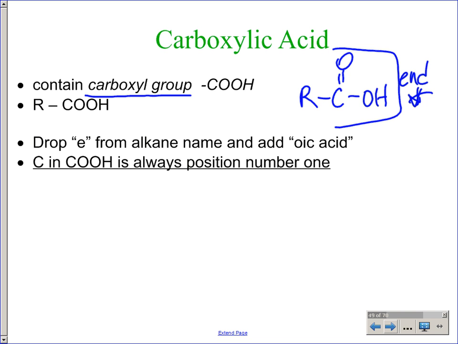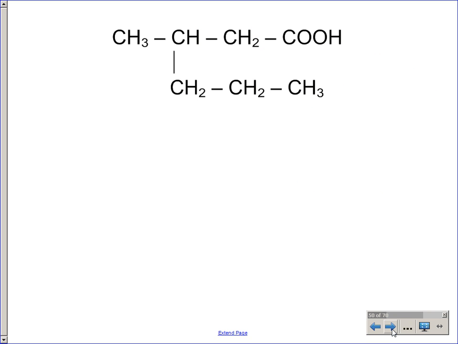Whenever you name it, you add oic acid to the end after you drop the E from an alkane. Now this one has precedence. This one has a priority. The C in the carboxylic acid is the number 1 carbon. Memorize it, you have to know that, because if not, you're going to be numbering the carbons wrong and then we'll be drawing the structures wrong.